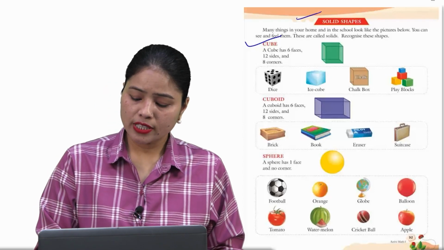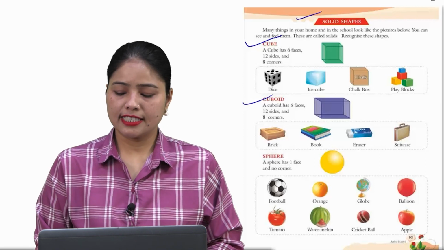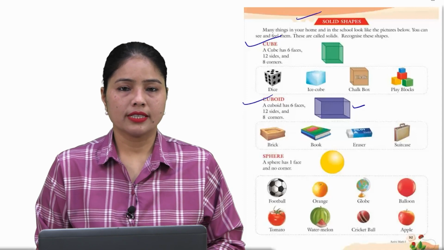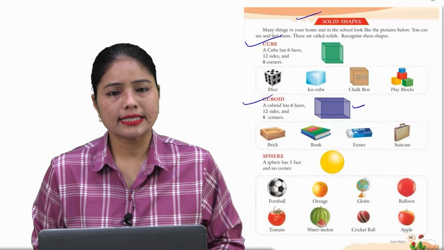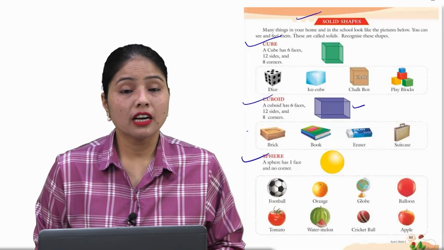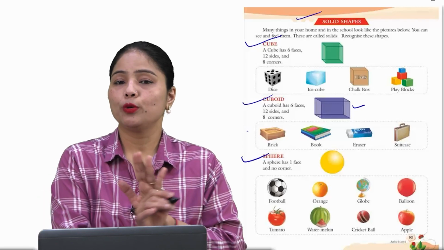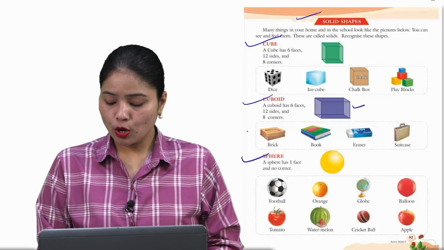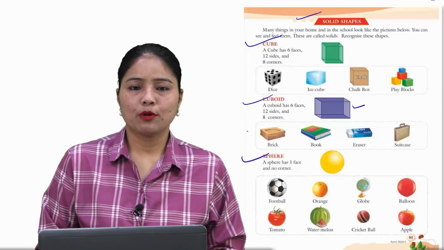Okay. Now second shape is cuboid. A cuboid has 6 faces. इसके 6 faces होते हैं like that, 12 sides and 8 corners. Example brick, book, eraser, suitcase and etc. Then sphere. So a sphere has one face and no corner. Sphere के कोई भी corner नहीं होते हैं. Example of that one is football, orange, globe and etc. Okay beta. So these are the example of that one.